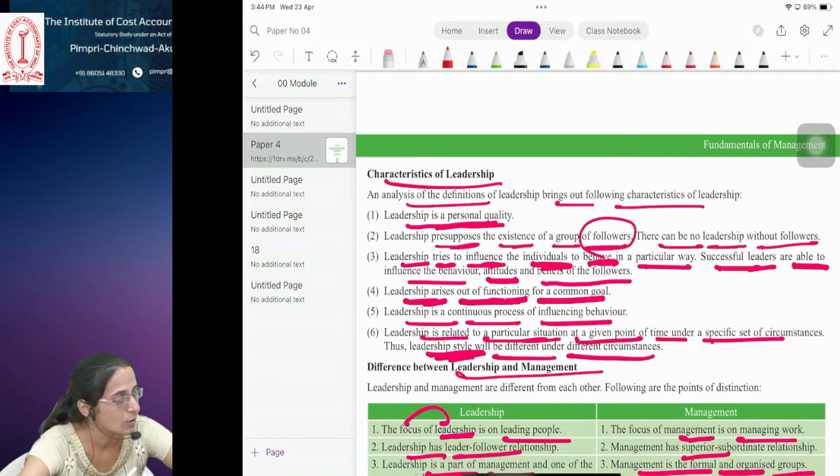Leadership is a continuous process of influencing behavior. Once I influence people and then stop, that will not work, because people will be influenced only at that particular time and will not continuously work for achieving that goal. So I as a leader have to influence the people, which is an ongoing process. Leadership is related to a particular situation at a given point of time under a specific set of circumstances. Thus, leadership style will be different under different circumstances.